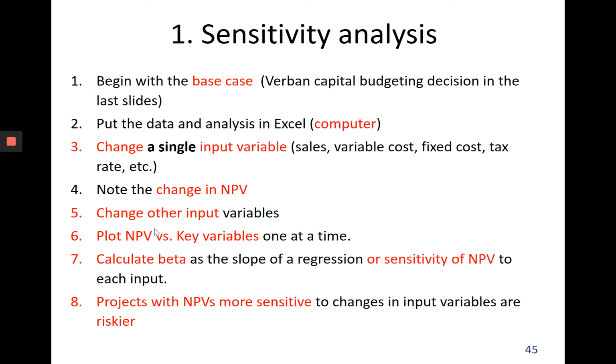More sophisticated analysis would involve calculating a beta or a slope of regression for this graph where we have net present value versus one variable.